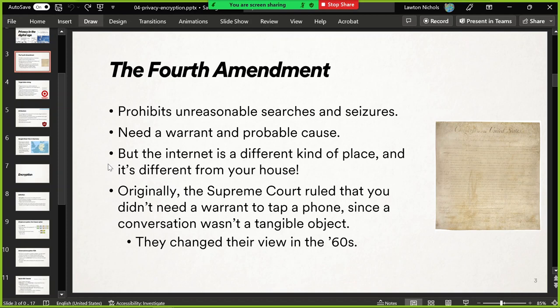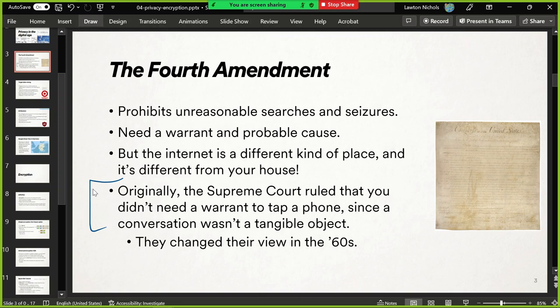It's a fun Wikipedia deep dive, if you want to go there one day. But back in the day, the Supreme Court ruled that you did not need a warrant to tap a phone and listen in on somebody else's conversation. They ruled that the police did not need to get a warrant, since a conversation was not physical. It was not a home that you could intrude on. It was just something traveling along the telephone wires.